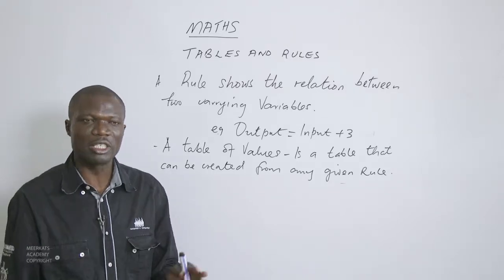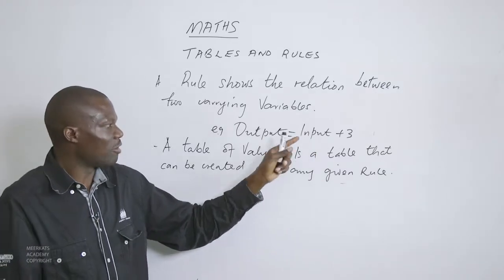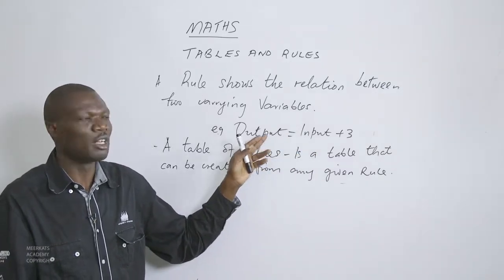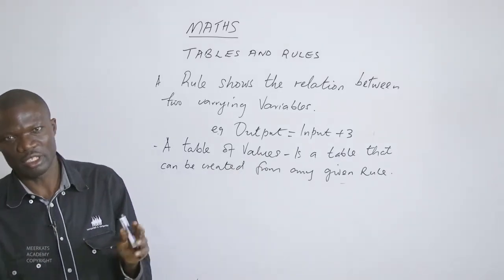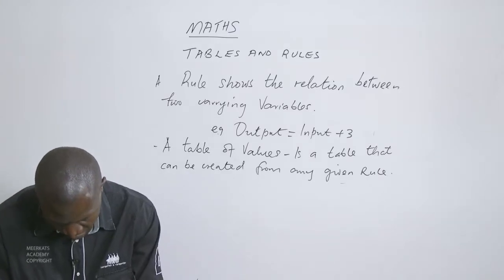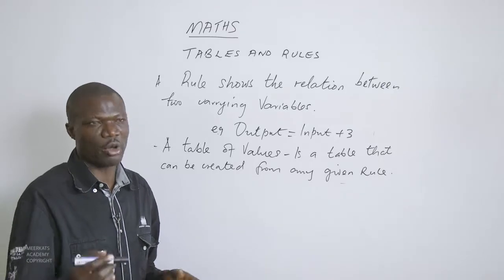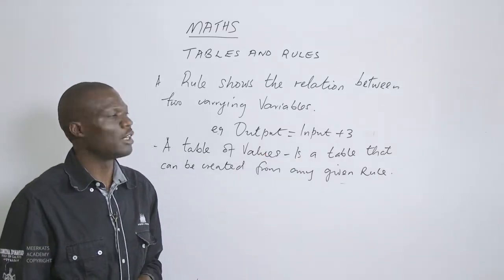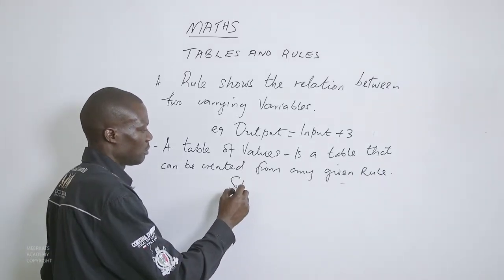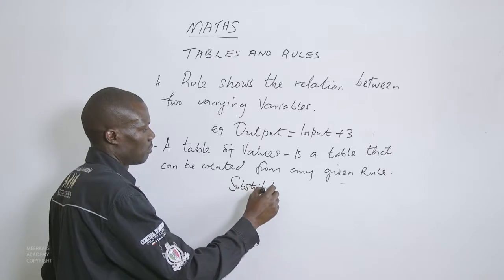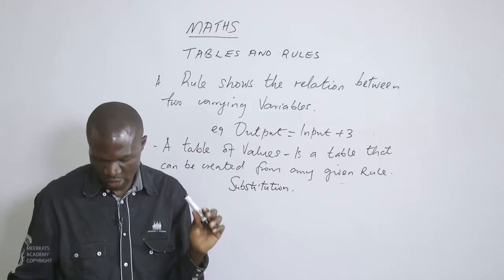And if we have to complete it, then one of the variables or the values must be known. For example, if we know the input, we shall get the output. If we have the output, we can always get the input. So one of the varying quantities must always be known. And that process where we are substituting in or replacing the value of a variable is what we call substitution.